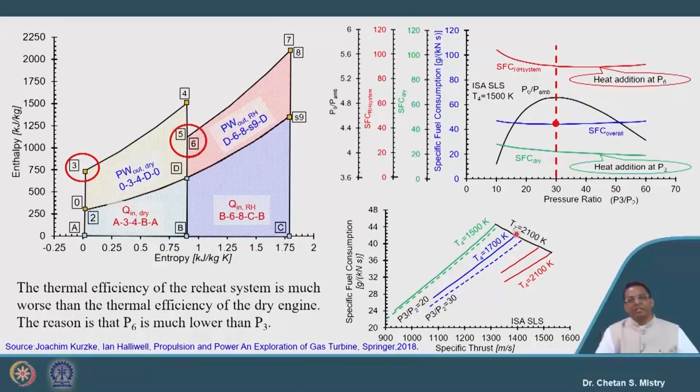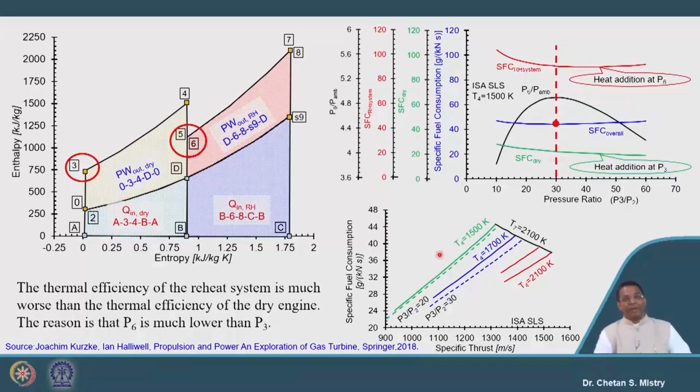Now, in this case, this is representing when we have our afterburner temperature, T7, to be 2100 K. Suppose I increase this afterburner temperature, we will have a reduction of specific fuel consumption. Okay. Now there is a particular value of P6 by P atmosphere where we will have the optimum value of specific fuel consumption.